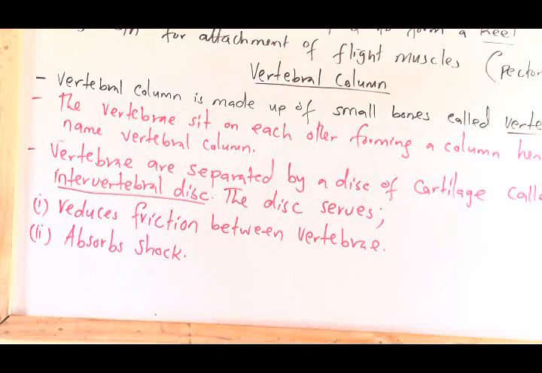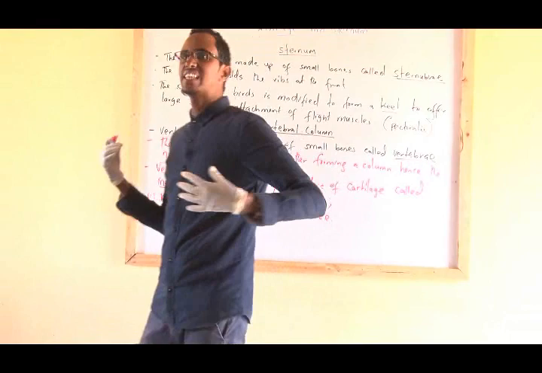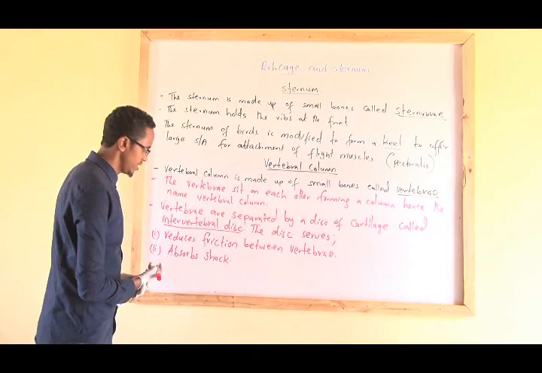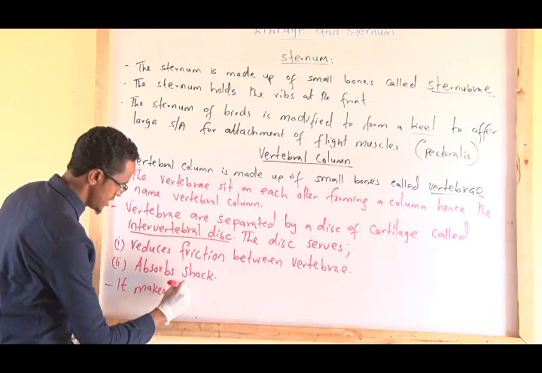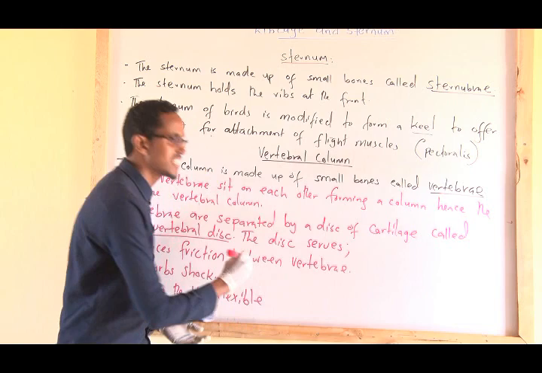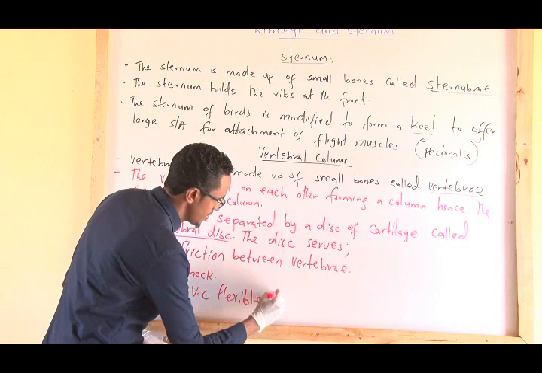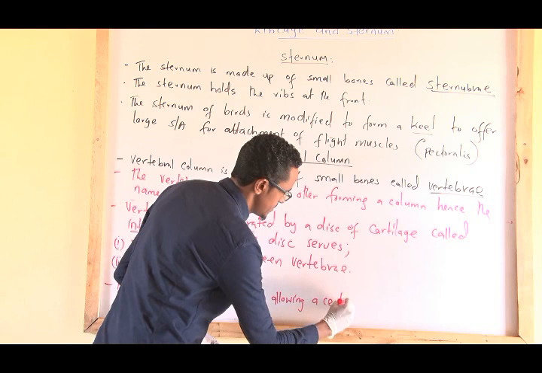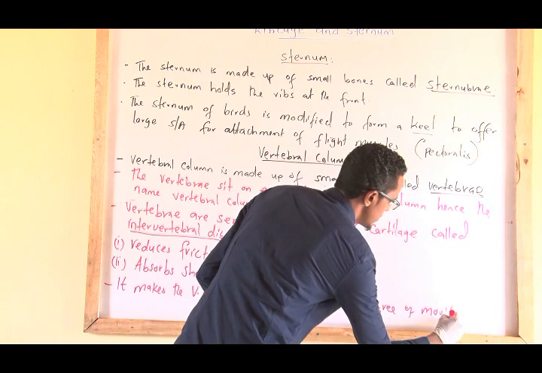Also absorbs shock. Sometimes we say the disc of cartilage also makes the vertebral column flexible, allowing it to do some degree of movement. It makes the vertebral column flexible, allowing a certain degree of movement.